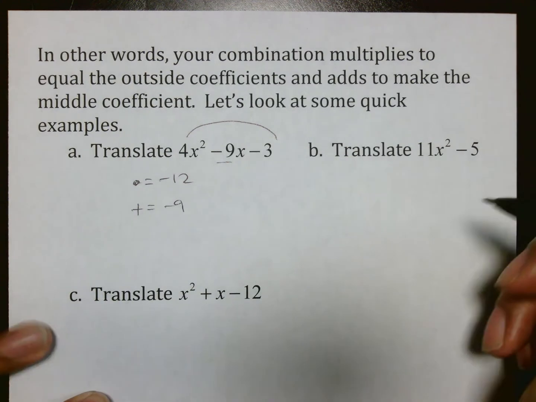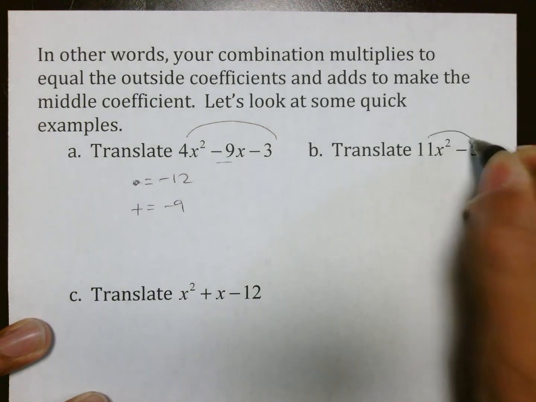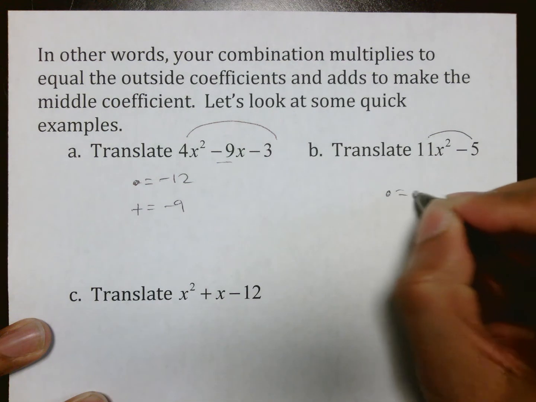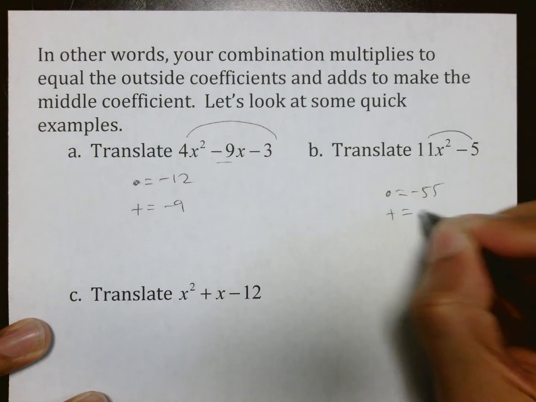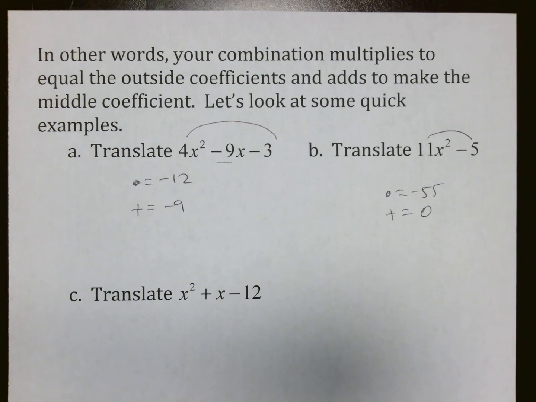B is tricky, and I have to do this so you understand. Notice that there is no x term, which means that this is your outside term, so this multiplies to be negative 55. And because there's nothing in the middle, no b term, it means that it's 0.